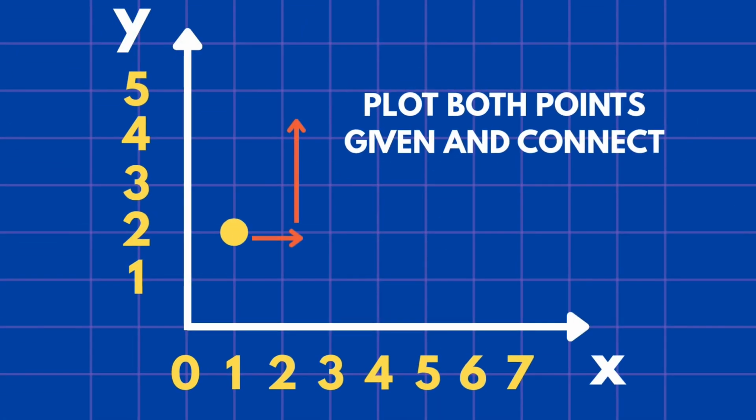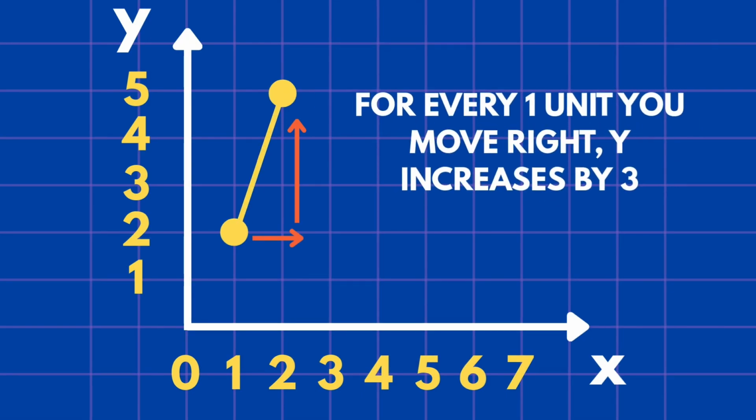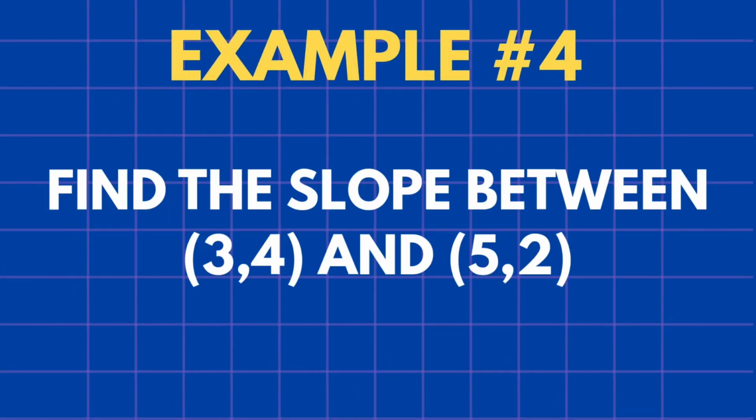We can plot both points we were given and connect them to form our line. And now we can visually see the relationship that for every 1 unit our line moves right, y increases by 3. Let's do a second quick example with a negative slope.